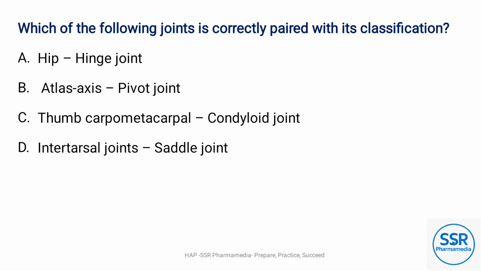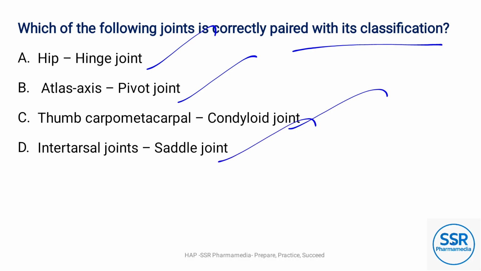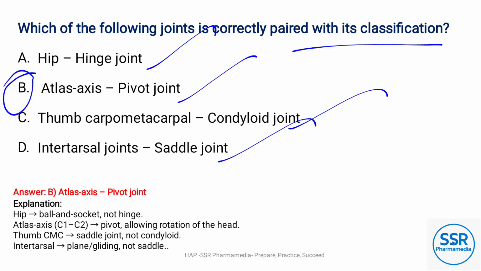Next, which of the following joints is correctly paired with its classification? Option A hip and hinge joint, option B atlas axis and pivot joint, option C thumb carpometacarpal and condyloid joint, option D intertarsal joints and saddle joint. So the answer is option B, atlas axis and pivot joint.